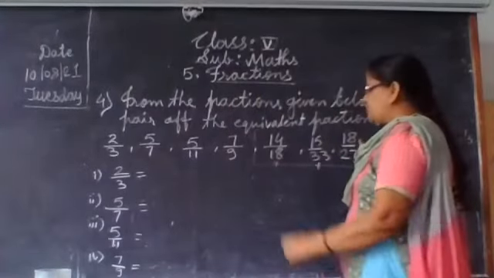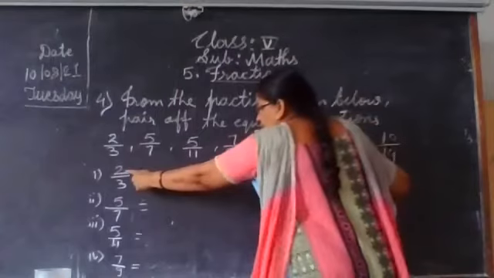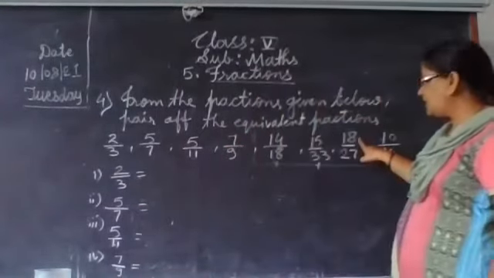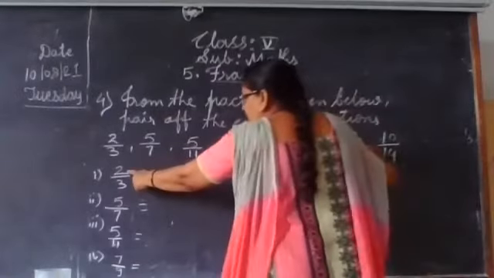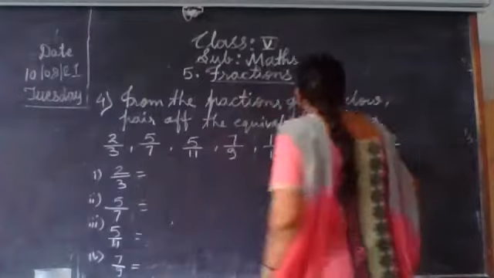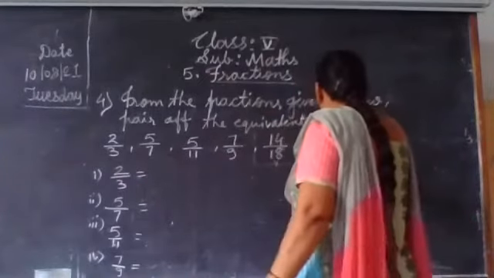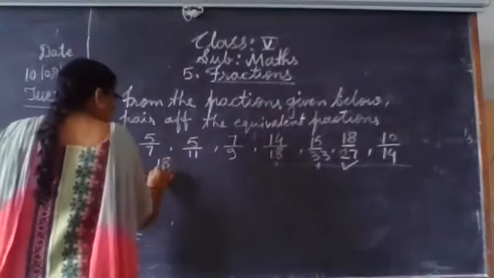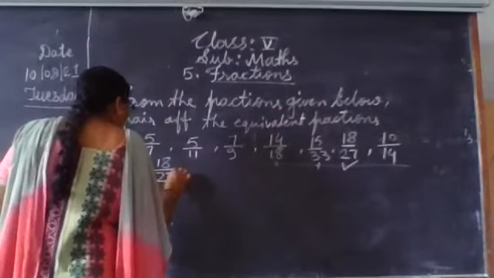18. Yes, 18 is a multiple of 2 and 27. So 18 means you have to multiply this 2 by 9. 9 2s are 18 and 9 3s are 27. Yes, so the equivalent fraction is 18 upon 27.